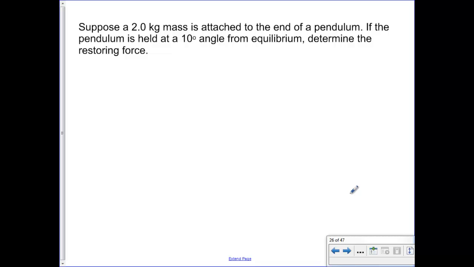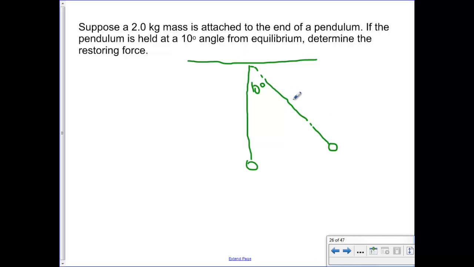Here's an example. You've got a pendulum and you hold it back at a 10-degree angle. How much restoring force is there? So, draw a picture. Ceiling, pendulum. Pendulum is this long. I'm going to exaggerate this. This won't actually be 10 degrees, but imagine that I pull it back to here and that this is 10 degrees, even though that clearly is more than 10 degrees.